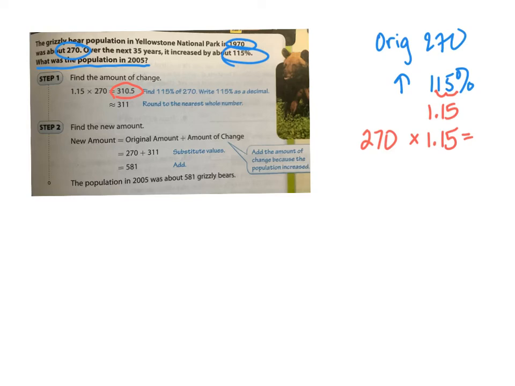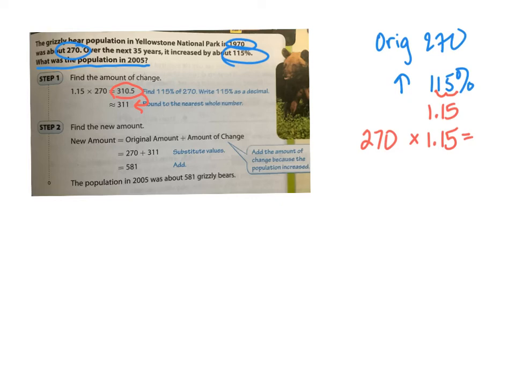That's why it's always important to keep in mind, what am I talking about? Am I talking about things that can be in half, like a dollar? Or am I talking about something that can't be in half, like an animal? So they rounded it to 311 because it didn't make sense to have half a grizzly bear.